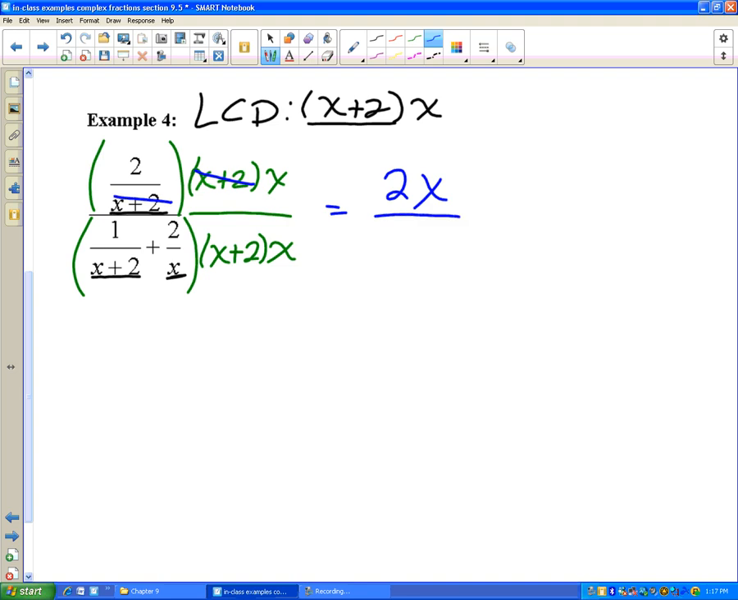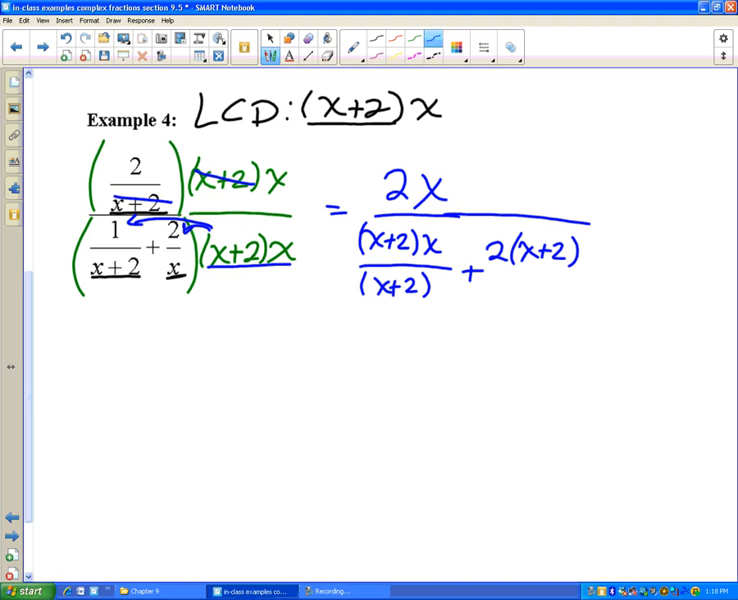Now my denominator is not going to be as nice. I need to distribute my LCD into both fractions. And I need to write it so I can actually see what the two fractions are. So 1 times x plus 2 times x is x plus 2x over x plus 2, plus, now multiply my x plus 2 times x times 2, so I have 2 times x plus 2 times x over x.